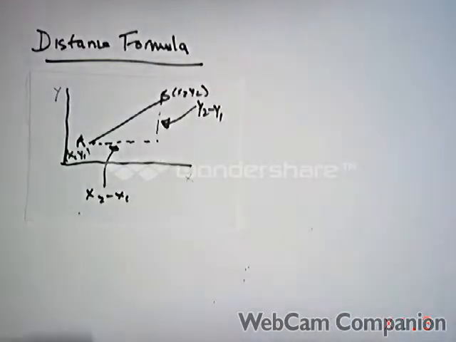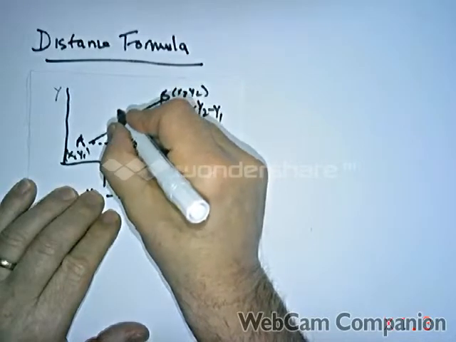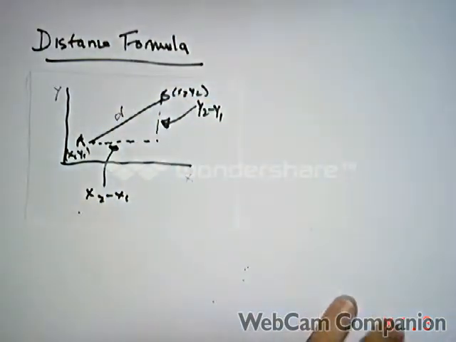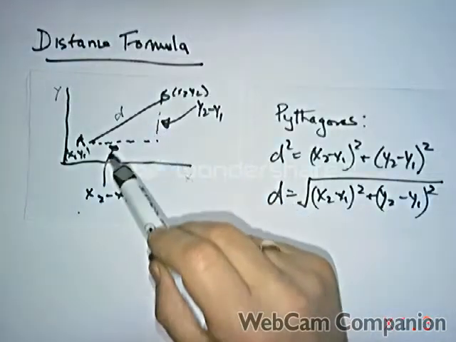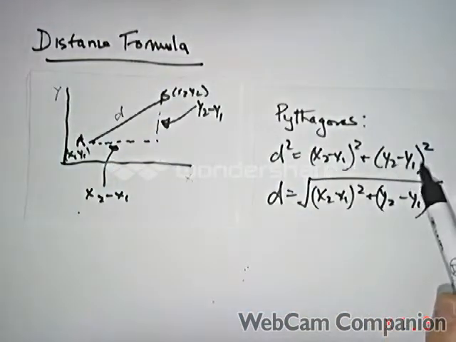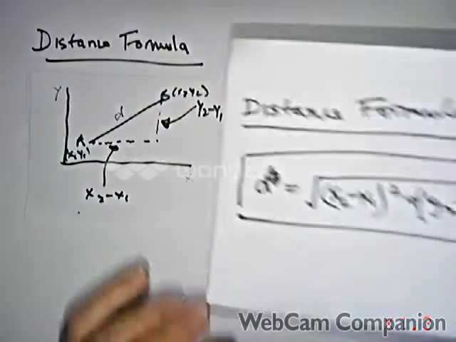Now all we have to do to calculate this distance, so if we call this distance d, to calculate the distance d, we just use Pythagoras' theorem. So we can see that d squared, the hypotenuse, is just the sum of the squares of the other two sides. Taking square roots gives us d is the square root of x2 minus x1 all squared plus y2 minus y1 squared. So it's the difference in the x coordinates squared and the difference in the y coordinates squared.